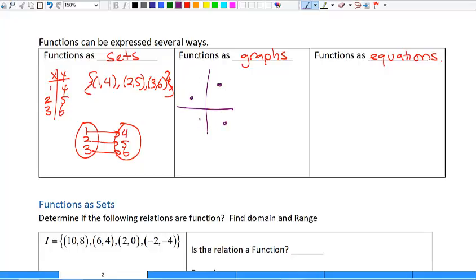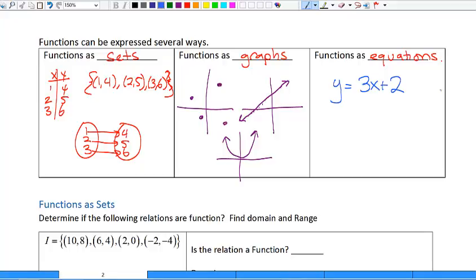Now, functions as graphs could look like just some discrete points. If you took your function and there's an infinite amount of points, they may look like a line. All these points along here are so dense that they might look like a line, or they might look like a quadratic parabola. There's a lot of different ways these graphs could look. And then the last one is functions as equations. So some functions would be like a linear function, y equals 3x plus 2, or maybe a quadratic function like this one.